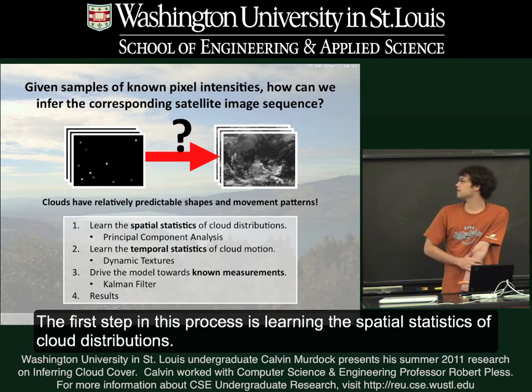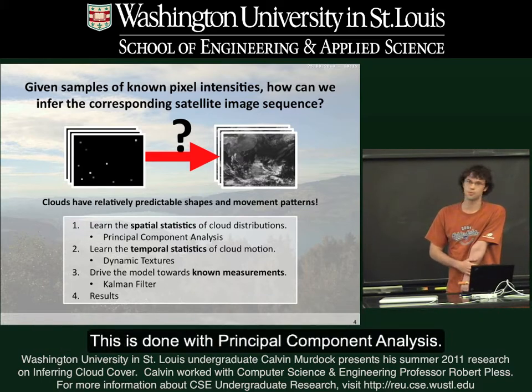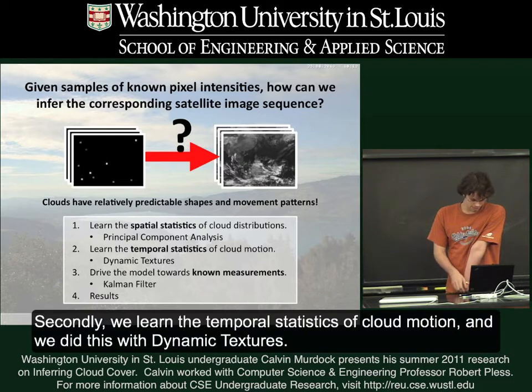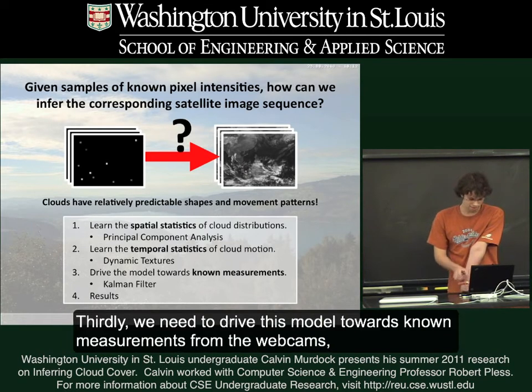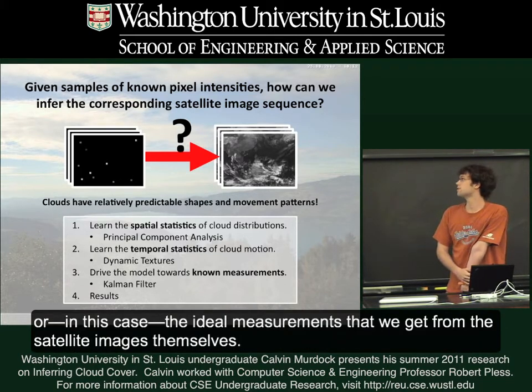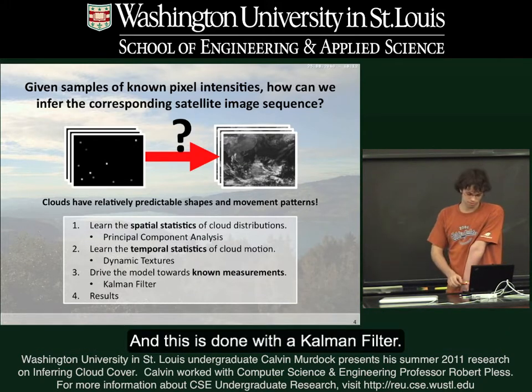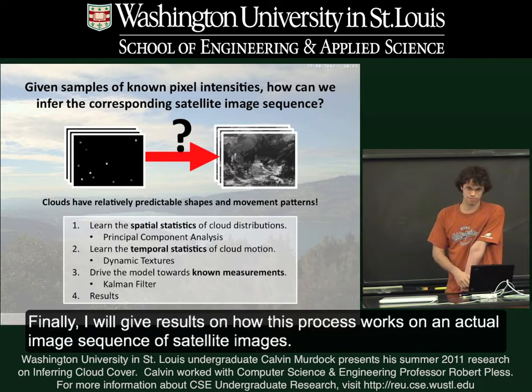The first step of this process is learning the spatial statistics of cloud distributions, and this is done with principal component analysis. Secondly, we can learn the temporal statistics of cloud motion, and we did this with dynamic textures. And thirdly, we need to drive this model towards known measurements from the webcams, or in this case, the ideal measurements that we get from the satellite images themselves. And this is done with a Kalman filter. Then finally, I will give results on how this process works on an actual satellite image sequence.